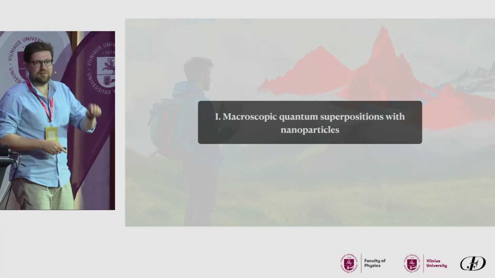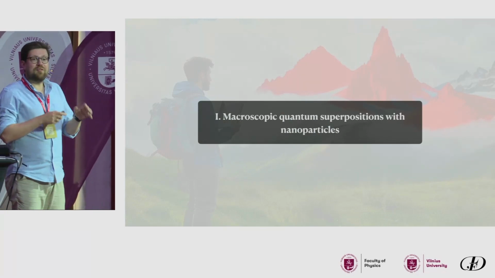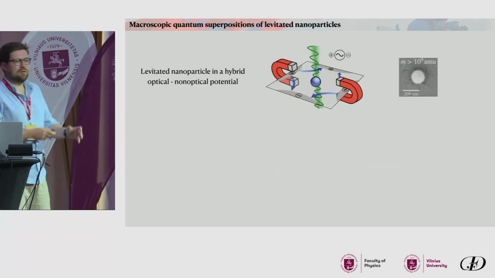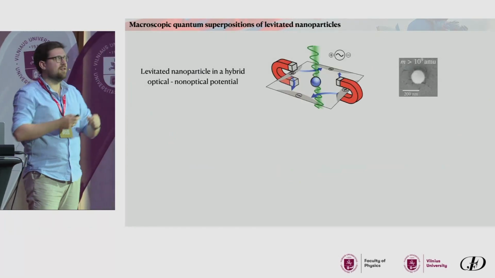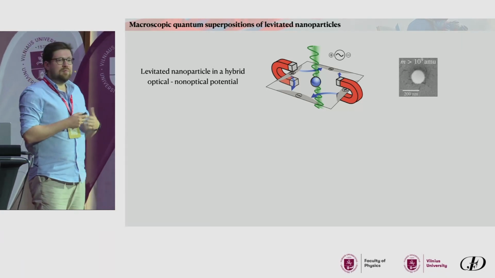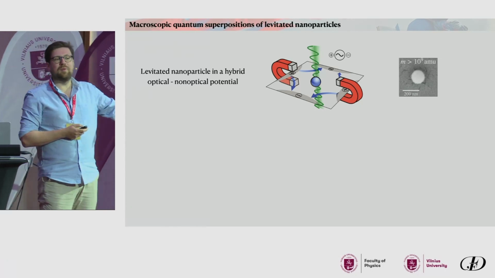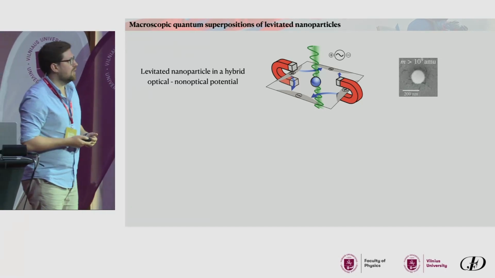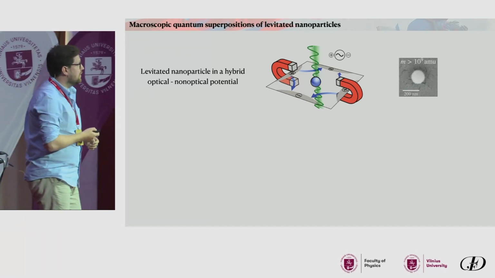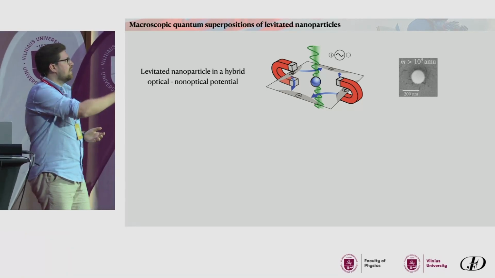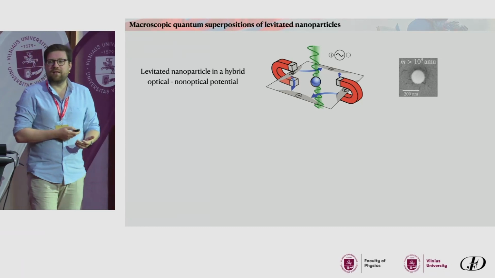Let me start with a specific task and a specific system, levitated nanoparticles. What's a levitated nanoparticle? It's actually a piece of glass, a sphere that has been proposed for use in experiments that probe both quantum mechanics and gravity due to its relatively large mass. And it can be manipulated by a variety of potentials like optical tweezers, electrostatic, or magnetic potentials.